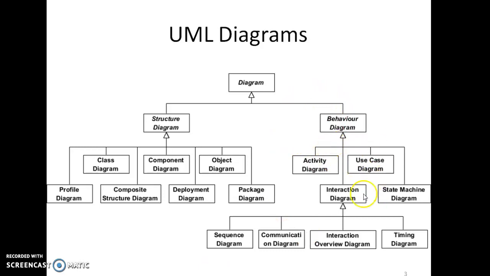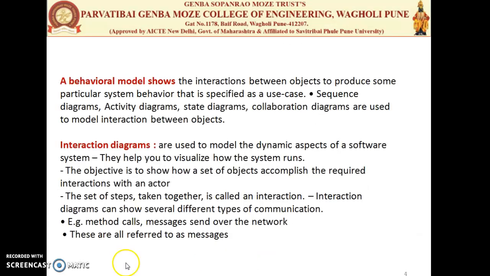So this particular unit always focuses on the behavioral diagram containing the activity diagram, interaction diagram, and state machine diagram. The interaction diagram will have two diagrams in it. The first is the sequence diagram and the second is the communication diagram, also known as the collaboration diagram. So let's start with behavioral and interaction modeling. What does it actually mean?